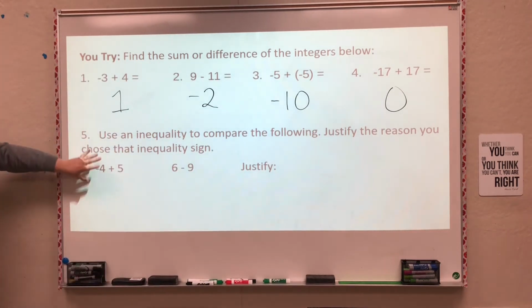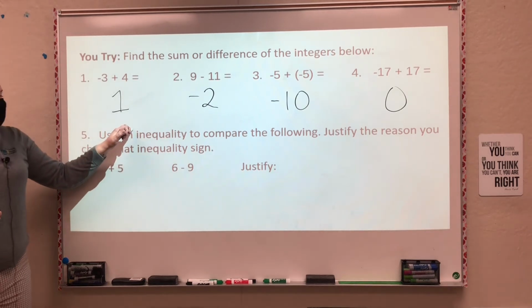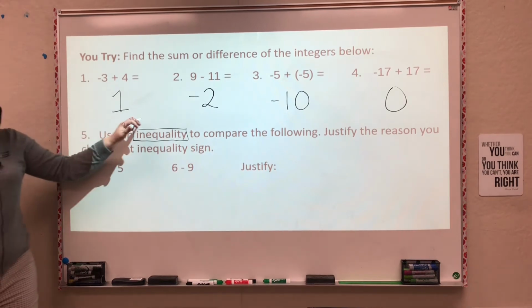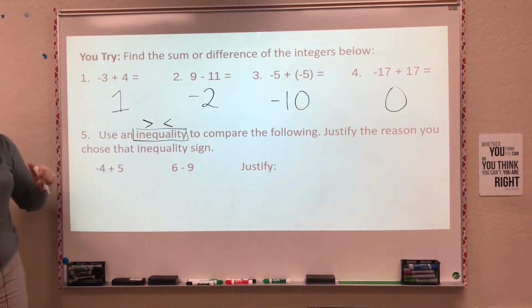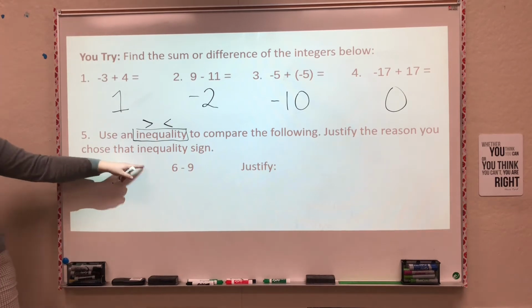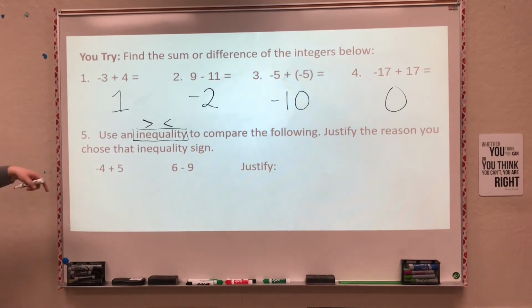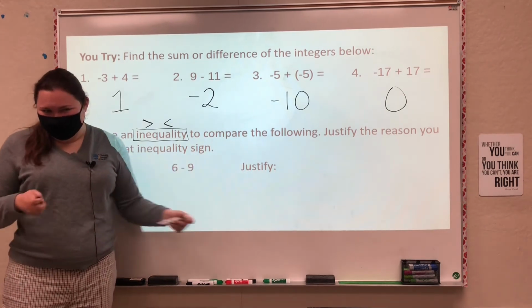For number 5, you guys have seen these before because you had developmental math with me. We've got: use an inequality to compare the following. Justify the reason you chose that inequality sign. Inequality, remind me what that is again. Yep. So you're going to be using one of those signs right here. With the justify, that just means explain how you figured that out. You can't just look at this and say, okay, it's going to be this sign. There's something you have to do to figure it out. So tell me what you did to figure that out.